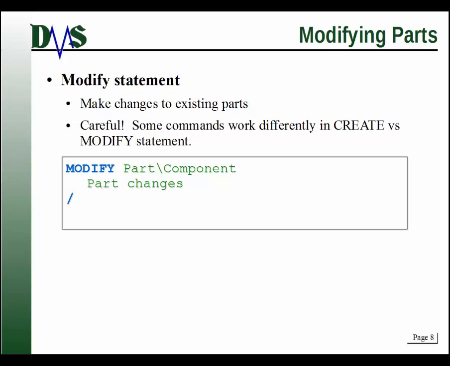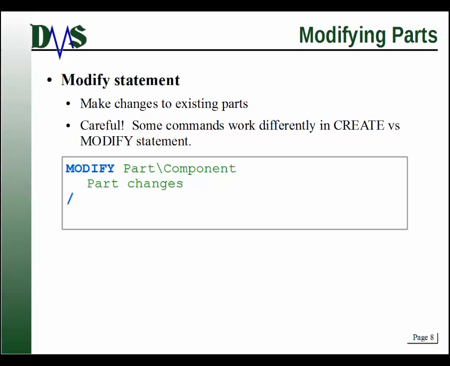So you specify modify on the name of the part and component. Now this has to be the name of a part and component that already exists, otherwise GHS will throw you an error. You specify any changes and then finish off with a /.